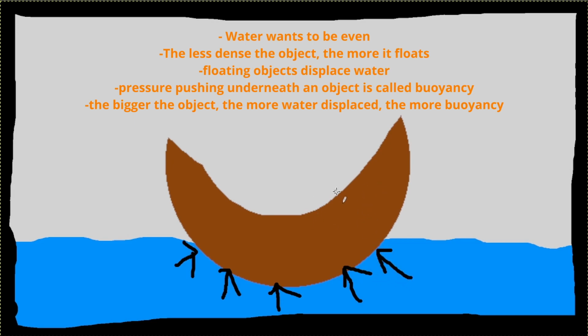So that's why sometimes things can be super big, like giant cruise ships, and be made of metal, yet still not sink, because the more water they displace, the more buoyancy they get.